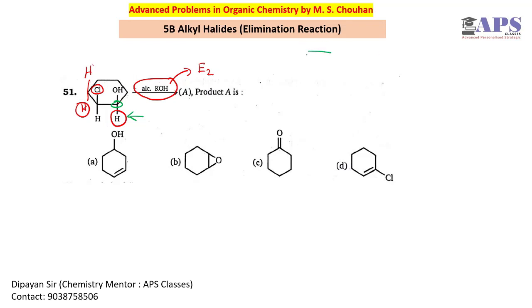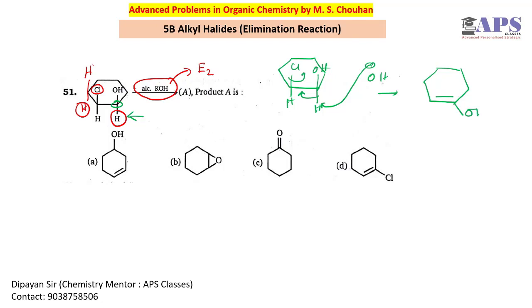So if we start with this kind of molecule, this alcoholic OH minus will abstract this hydrogen, and finally chlorine will be eliminated from the system. So we will end up with this kind of situation. This is an enol form. This enol form will be involved in tautomerism, and finally we will end up with this keto form. So the final product will be option C.